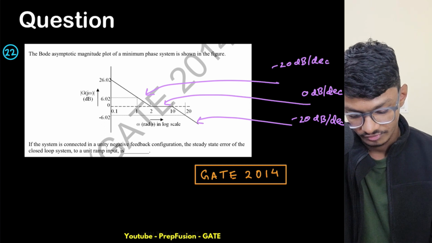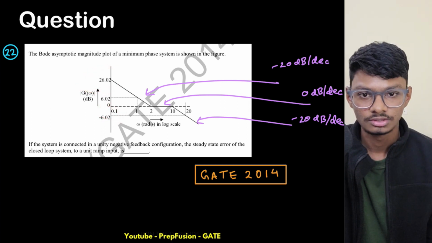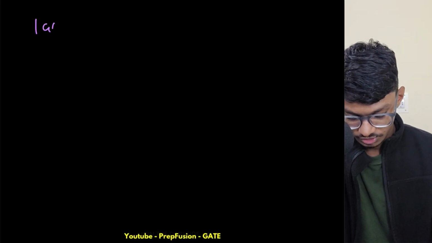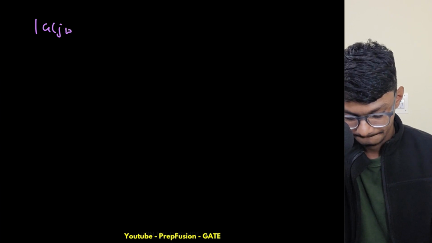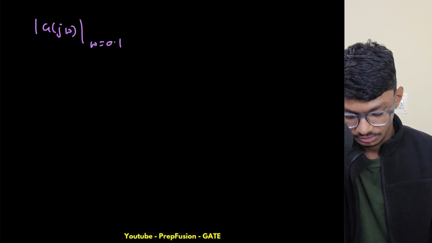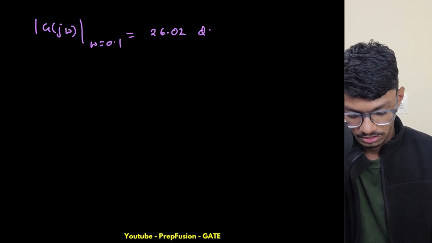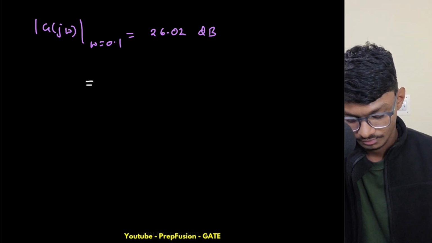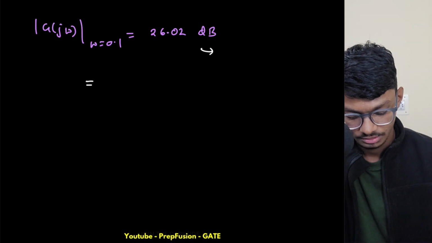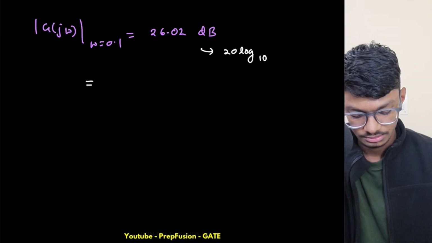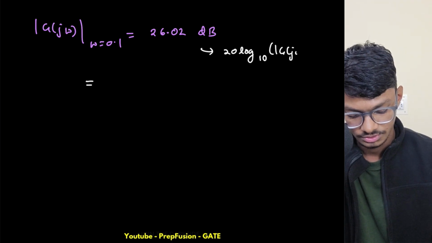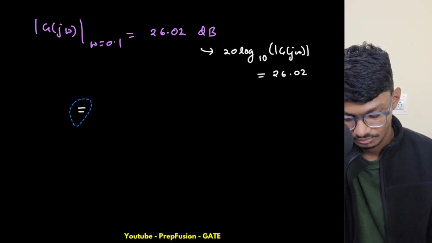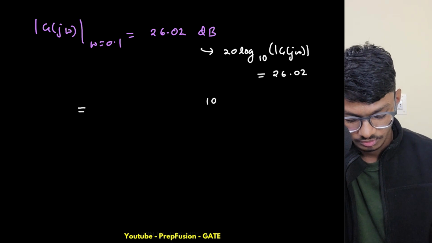So here, if you observe, at omega equals 0.1 my magnitude in dB is 26.02. So G of j omega at omega equals 0.1 is 26.02 dB. So 20 log base 10 of the magnitude of G of j omega equals 26.02, so the magnitude is 10 raised to power 1.3.